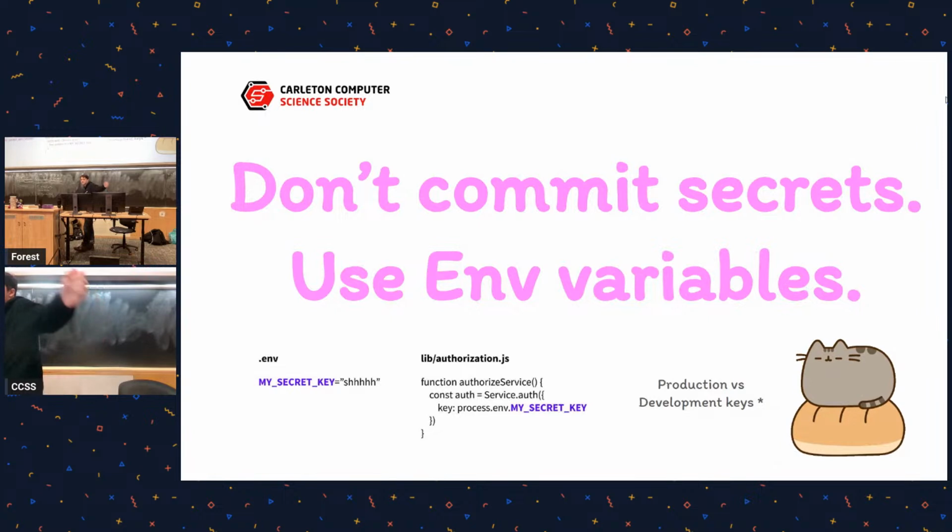The other thing I want to mention that I see a lot of first-year students do is, they want to integrate with something, and they very often need to get some kind of secret key or some kind of API token, and they'll put it directly in their code. I want to make it very clear that it's not a great idea to commit your secrets.